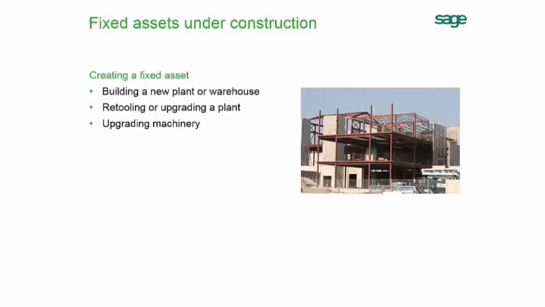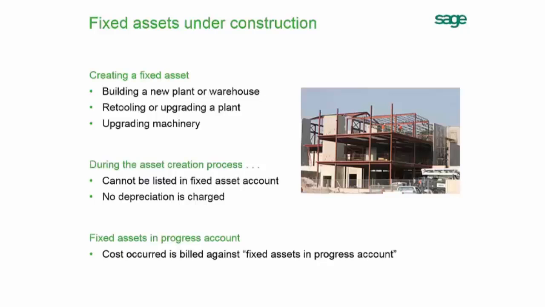You might be building a new location, plant, or warehouse. Potentially, you may be remodeling, retooling, or upgrading an existing building or asset. All of these undertakings and the various assets needed or built to complete them are considered construction in progress. During construction, these assets cannot be listed in a fixed asset account and cannot be depreciated. But we still need to keep track of them. So how do we go about doing that?